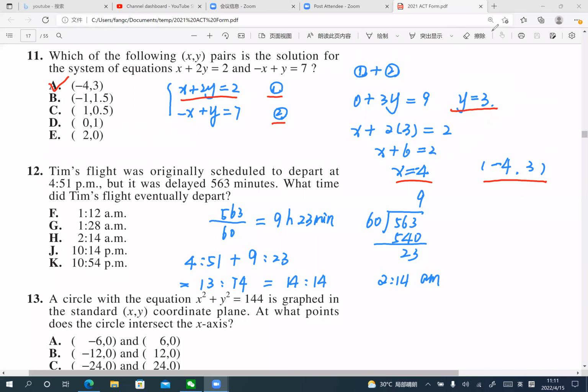Question 12. A team's flight was originally scheduled to depart at 4:51 p.m., but it was delayed 563 minutes. What time did the team's flight eventually depart? So the first step, we need to convert 563 minutes to hours, so divide by 60. We get 9 hours and 23 minutes. Then 4:51 p.m. plus 9 hours 23 minutes, we get 13 hours 74 minutes, which is 14 hours 14 minutes. And 14 hours 14 minutes means 2:14 a.m. So we should choose option H.